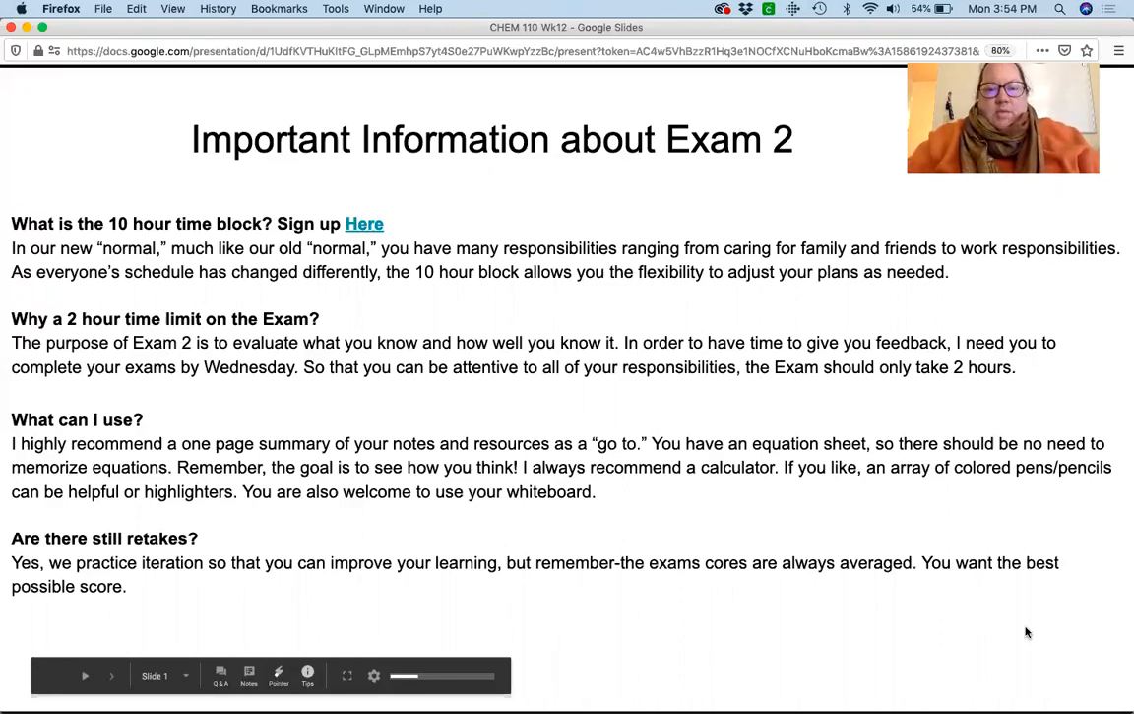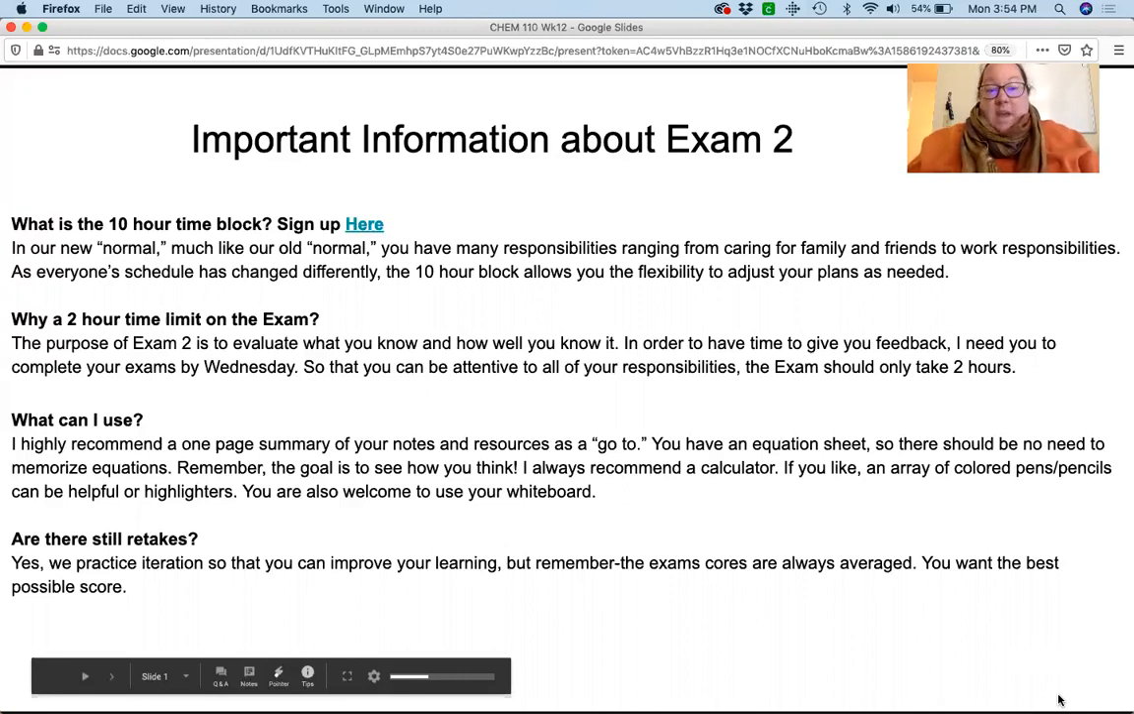This is some important information about exam 2. As many of you know, especially with all the changes in response to COVID-19, there are just some adjustments that we need to make in order to be flexible. So I've sent you an email and there's some additional information there, but here's the short summary.